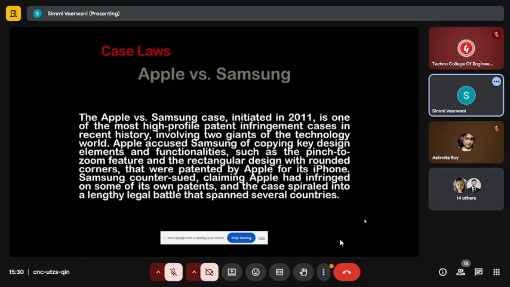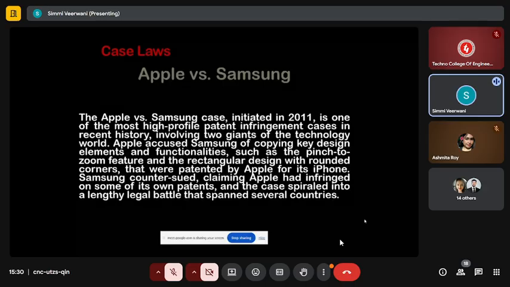Samsung countersued, claiming Apple had infringed some of its own patents, and the case spiraled into a lengthy legal battle that lasted years. The case was notable not only for its scale, but also for its long-lasting impact on the smartphone industry.